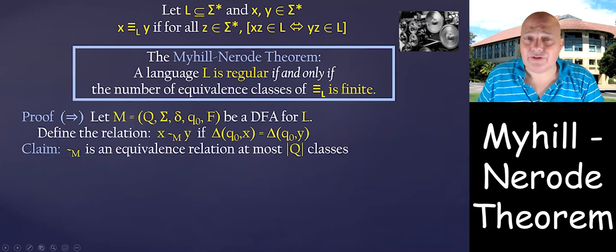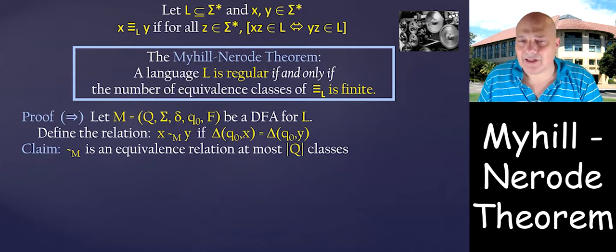The claim is that first, this is an equivalence relation. That's again very similar to the previous proof of equivalence relation. And more trivially, that it has at most Q classes, right? Every string that is read reaches one of the Q states, and therefore it falls into one of these Q classes. We can divide the classes by the state the machine reaches after reading the string.